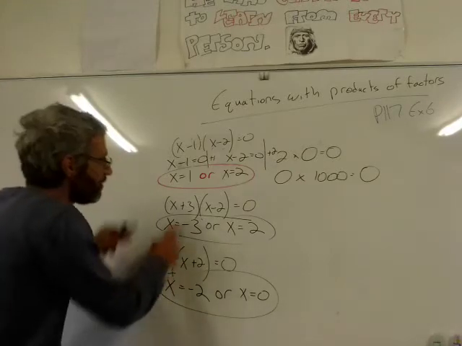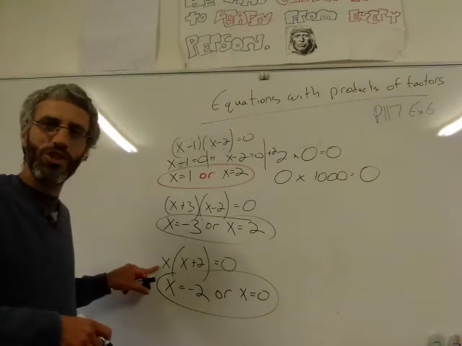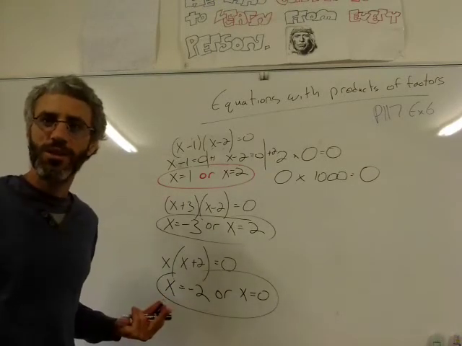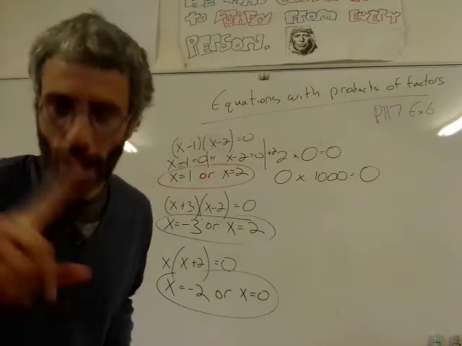So if you don't have another bracket like we had here, it's actually even easier. If you just have an x on its own, just say, okay, x equals 0. Okay? Fantastic. We're going to do a couple more examples.